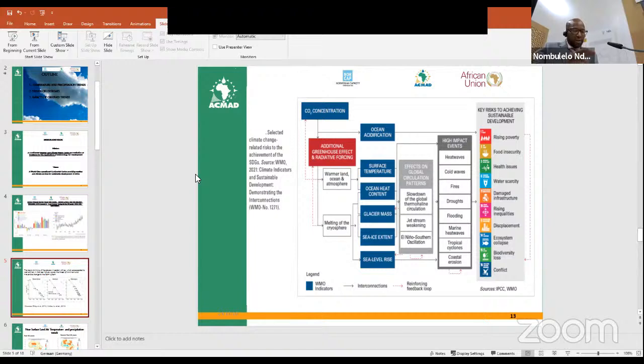That will have an effect on the global circulation pattern, slow down the global thermohaline circulation. It will also tamper with the jet stream and El Nino Southern Oscillation. This will have high impact events. We see increases in heat waves, cold waves, fires, droughts, flooding, marine heat waves, tropical storms, and coastal erosion.